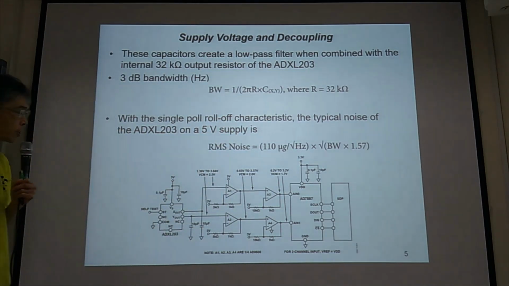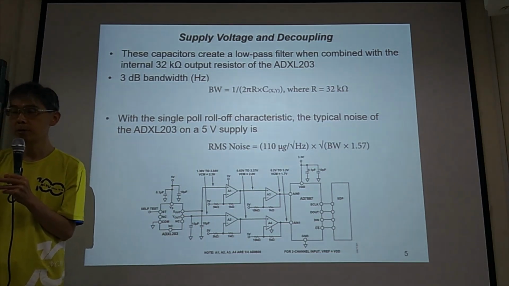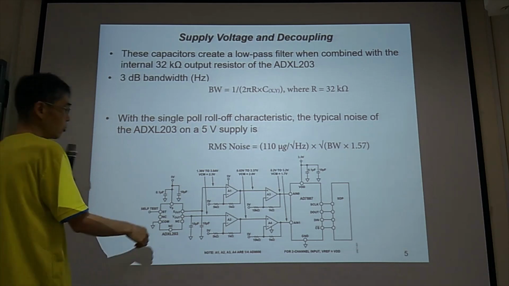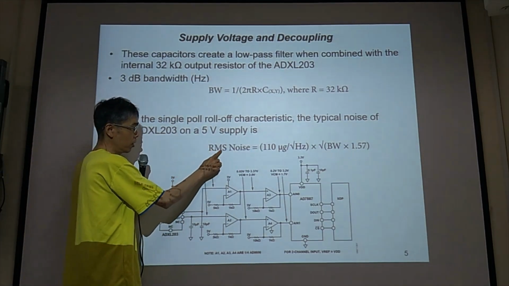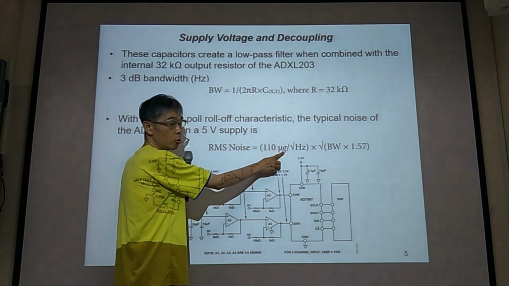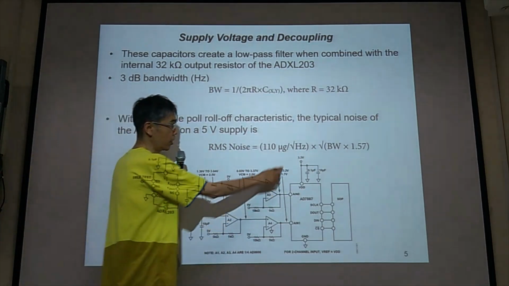But any sensor, we have noise. The noise comes from temperature. The noise comes from the circuit on off. The noise comes from mechanical reasons, vibration. Anyway, we have noise. So we have this spec, RMS noise. It's 110 micro G, because this is the unit of acceleration, divided by square root hertz.